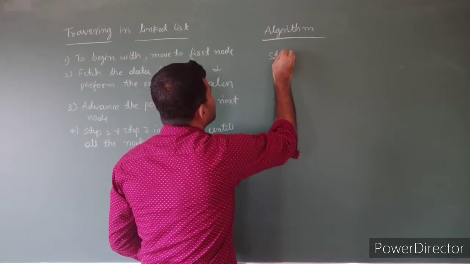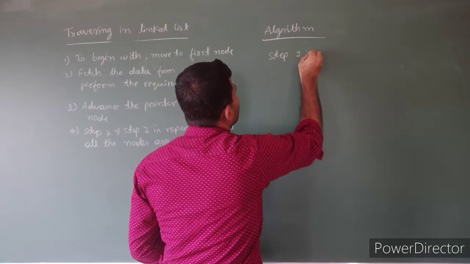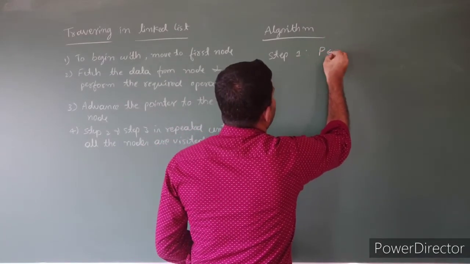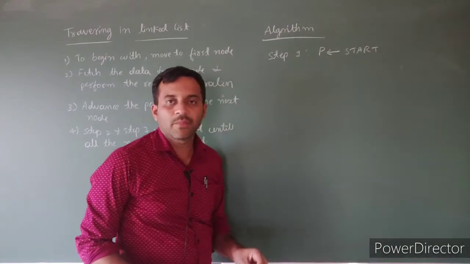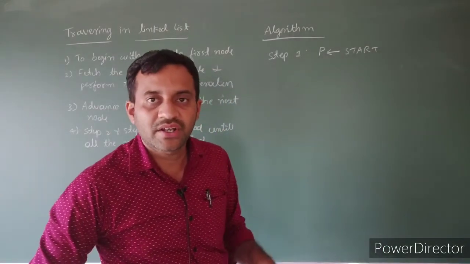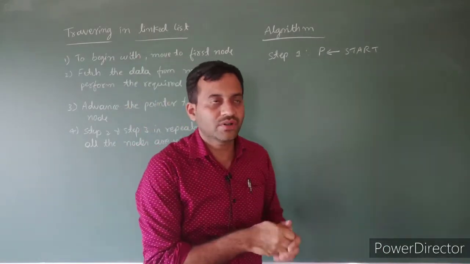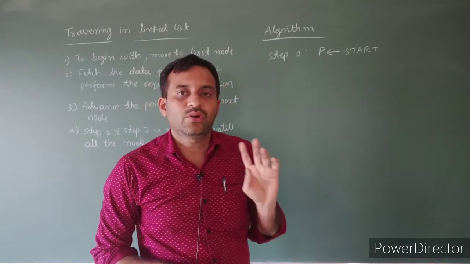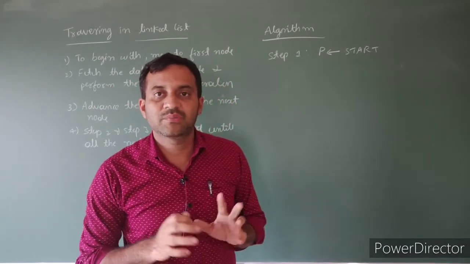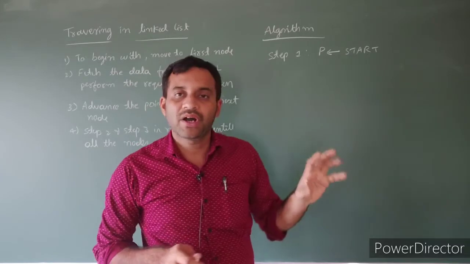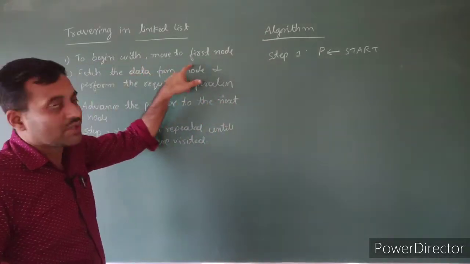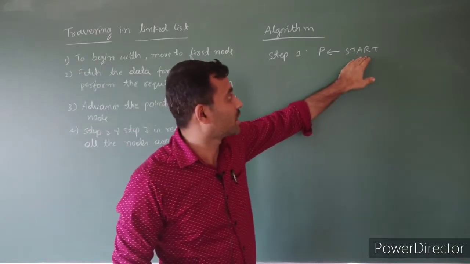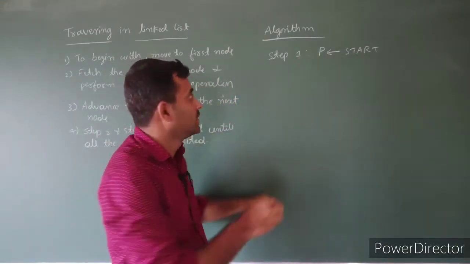In step 1, P gets start. We know that start is a pointer that stores the address of the first node. P is a node; assume that P is the first node. Start stores the address of the first node. See the first step: move to the first node. How to move? Using the starting pointer.